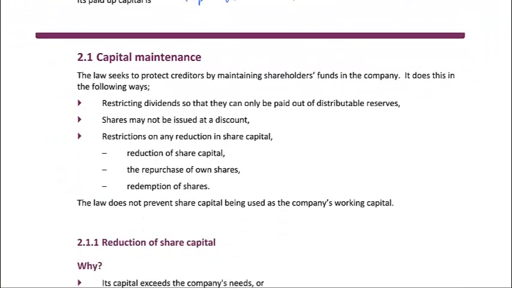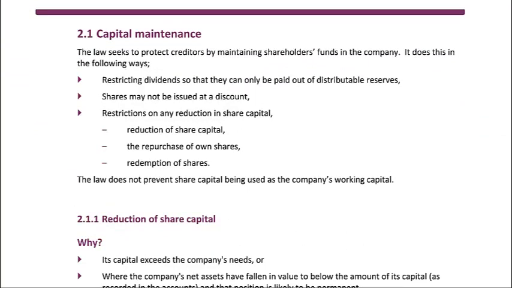Now, because a company has the benefits of limited liability, it's subject to fairly rigorous capital maintenance rules. By capital maintenance, this is where the law tries to stop the company's shareholders from drawing funds out of the company so that there's no money available to pay the company's creditors. And it does this in a number of ways. The first one, it restricts dividends. Dividends can only be paid out of a company's distributable reserves. It has a rule that you can't issue shares at a discount to their nominal value. There's also a rule that you can't reduce your share capital unless you follow strict rules that are set out in the legislation.